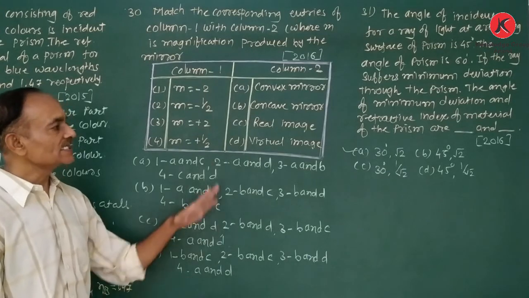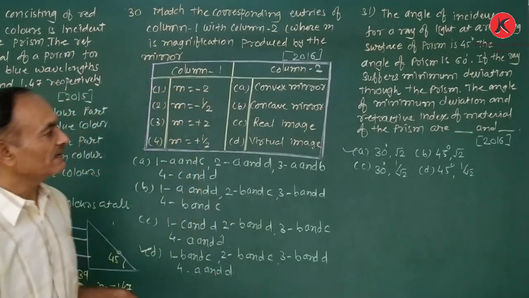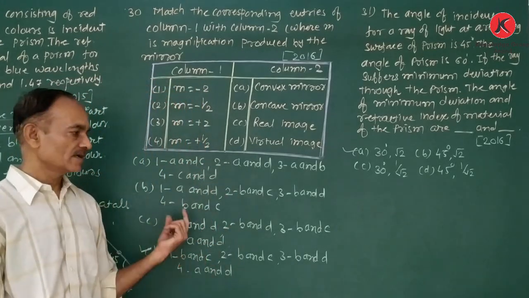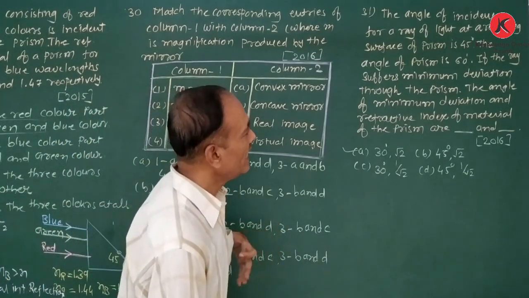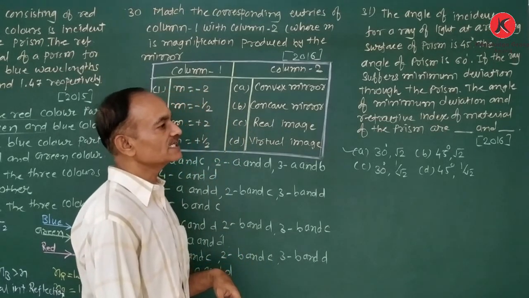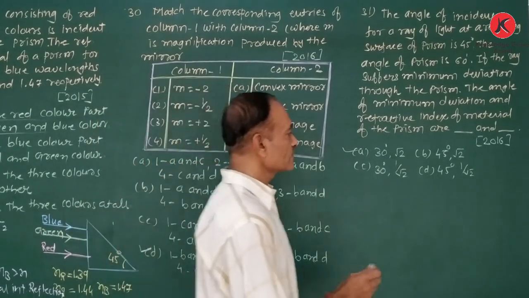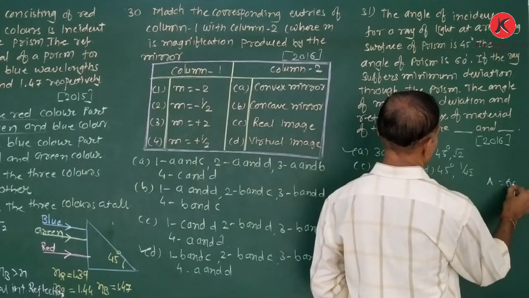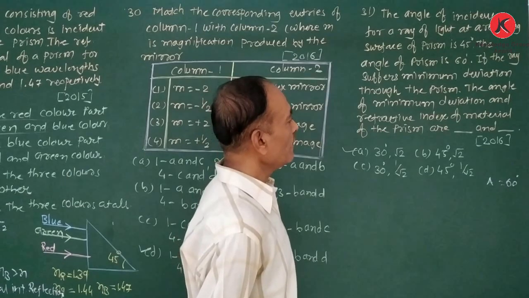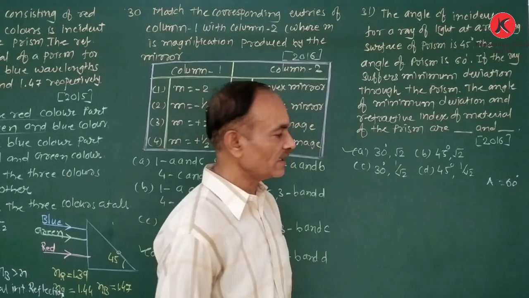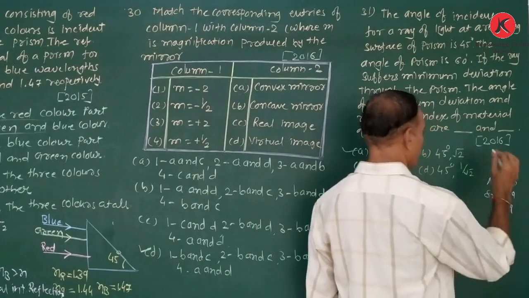Clear? This type of table we already learned in 10th standard, right? Which type of image is formed by the given mirror. Okay. Now next, the angle of incidence for a ray of light at a reflecting surface of a prism is 45 degrees. The angle of prism is 60. If the ray suffers minimum deviation through the prism, we have to find the angle of minimum deviation delta M and the refractive index of the material of the prism.